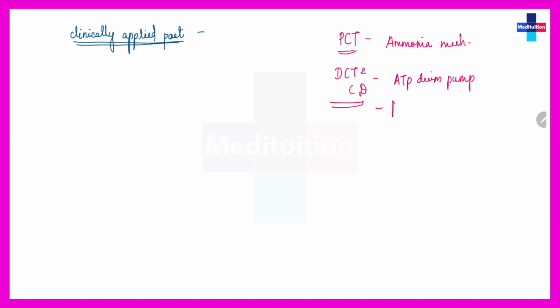Please remember, always in your PCT, the pump which is carried out is the ammonia mechanism. Because of the ammonia mechanism, H plus is secreted. You know that H plus is secreted in PCT also, but how? Because of the ammonia mechanism. And in your DCT and collecting duct, what takes place? Yes, your ATP driven pump, which we have seen, right? And also your phosphate mechanism.